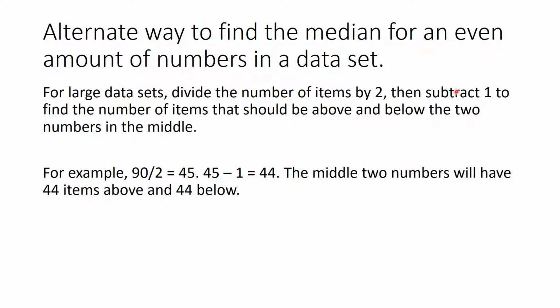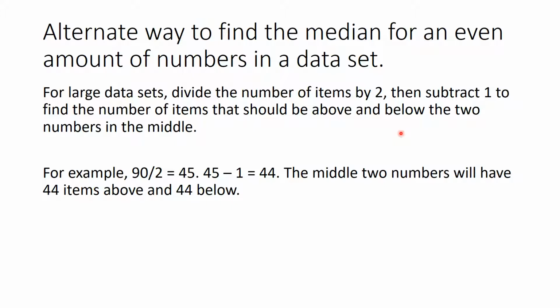You'll divide that number of items by 2, and then you subtract 1, and that's it. That will tell you how many items should be above and below the two numbers in the middle. That will speed up your process of finding the median for an even amount of numbers in a data set.